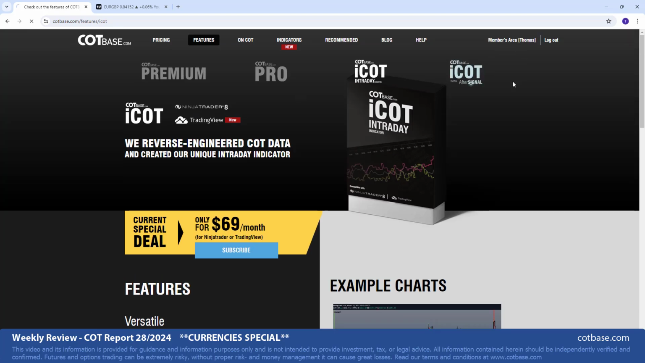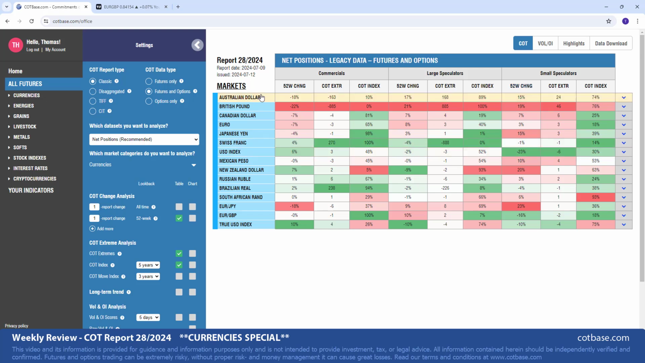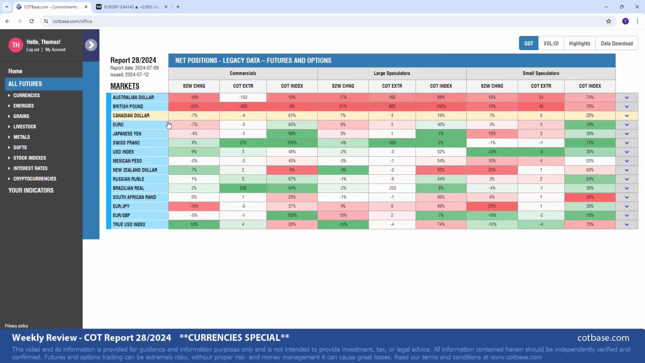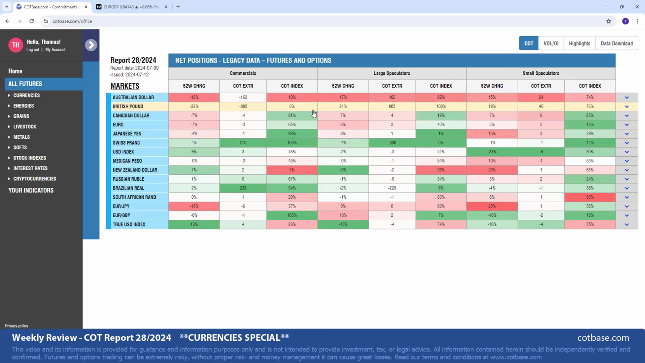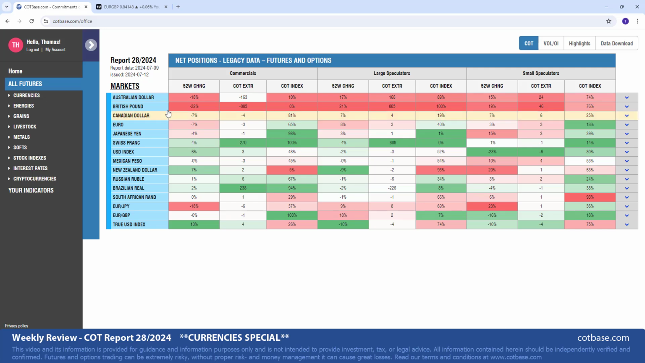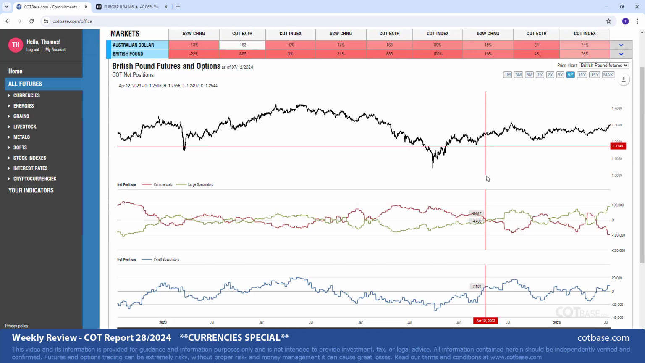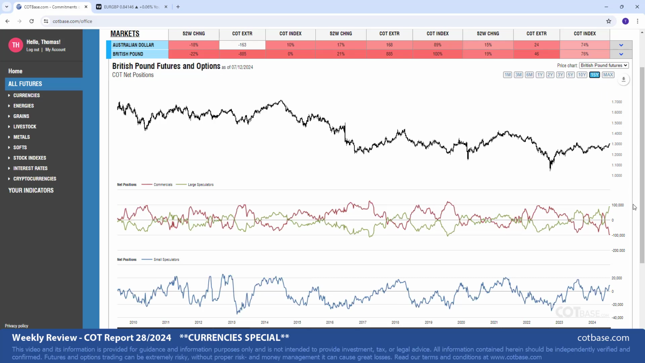currency edition review. We talked about the Australian dollar, and we're going to move over to the British pound. The British pound being the most bearish among all currencies at the moment, with a 0% COT index. So let's open the British pound, and you can see, if we switch over to a 15-year chart, it's easy to see how significant of a bearish COT extreme we have at the moment.